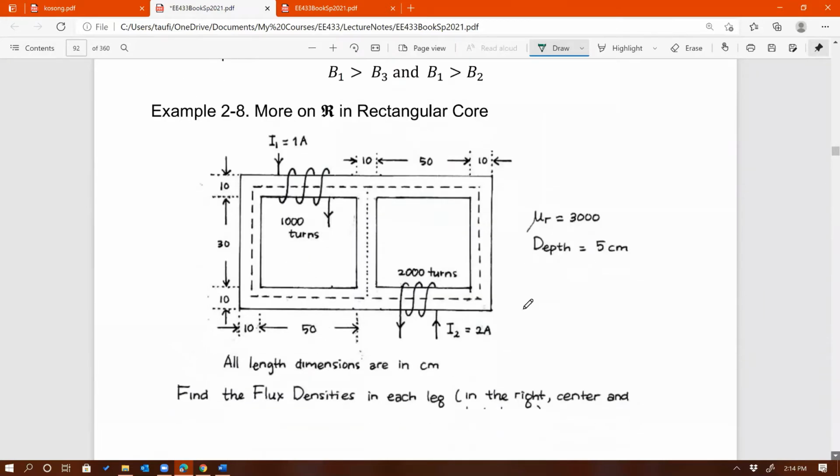All right, this next one gets more complicated, because now you can put in more MMFs, such as in a transformer. Remember, in an inductor you have only one winding. But a transformer has at least two windings, so two windings means that you have two MMFs applied to the core.